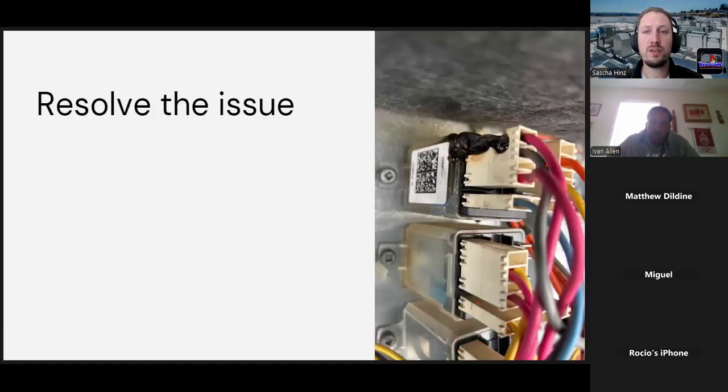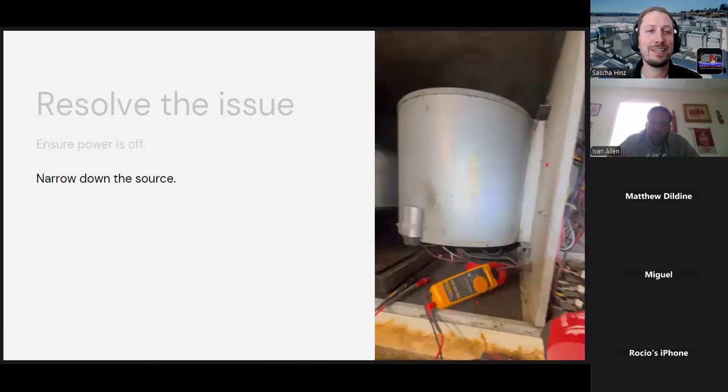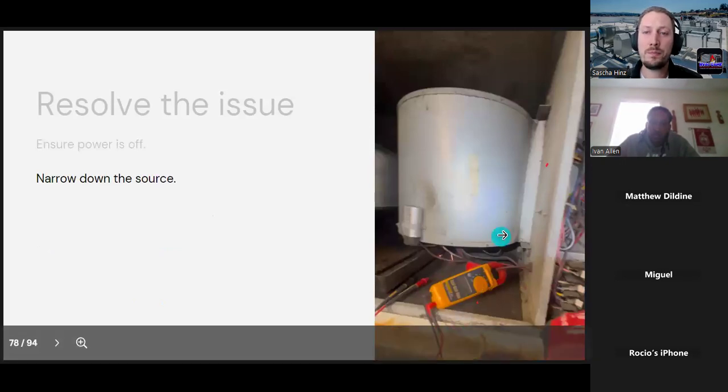How to go about resolving the issue? Well, obviously, first, ensure the power is off. Always make sure you're safe. Then you narrow down the source. As you can see here, we had the power off. This was during a preventative maintenance.